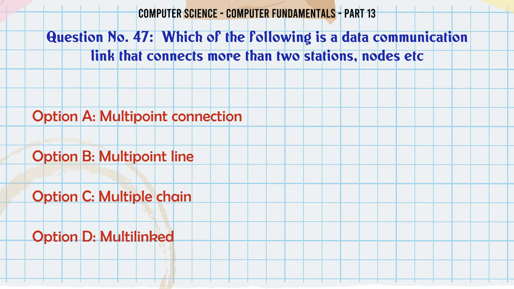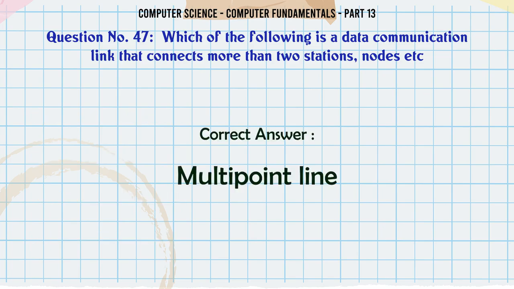A. Multipoint connection. B. Multipoint line. C. Multiple chain. D. Multilink. The correct answer is multipoint line.